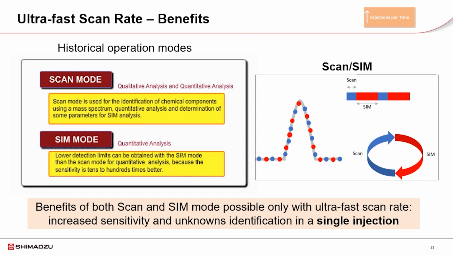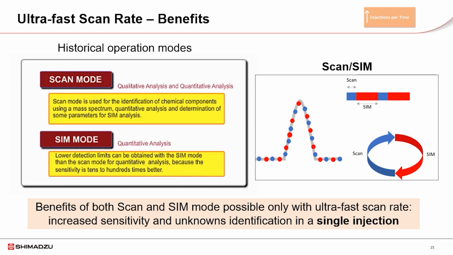However, sometimes we need to report qualitative results for unknown compounds. At that time, scan and SIM simultaneous analysis is a powerful approach to achieve both requirements: the qualitative report uses the scan result, and the quantitative report uses the SIM result. These days, GCMS can do that, and the scan and SIM simultaneous approach is becoming common.